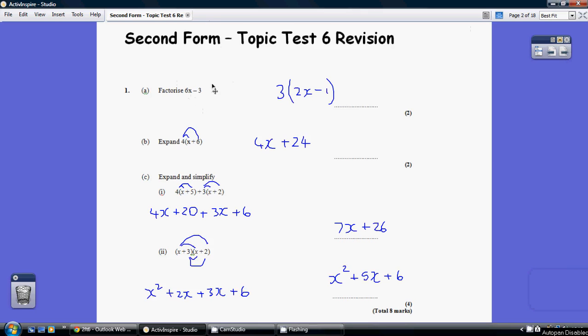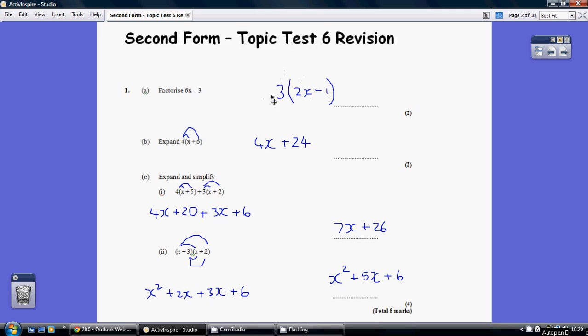So, to factorize, that means we need to put the brackets back in. So we need to think of the biggest number which goes into both 6 and 3. Well, that's 3. So 3 comes outside the bracket. Open up the bracket. 3 times what gives us 6x? Well, that's 2x. And 3 times what gives us minus 3, and that's minus 1.